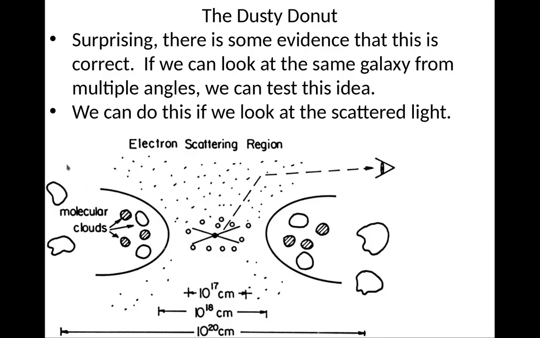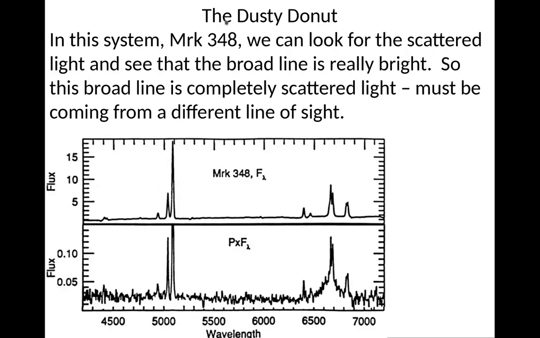So you might ask, how do you look at the same galaxy from multiple angles? It's kind of hard. It turns out you can look at scattered light. If you get some light that's scattered, reflected into your line of sight, you might see that it looks different from a different angle, and in fact this is true. For instance, in the system Markarian 348, when you look at scattered light, the broad line becomes very bright. So it's coming from a different line of sight. This broad region is not visible directly, but it's clearly obvious when you look at scattered light.